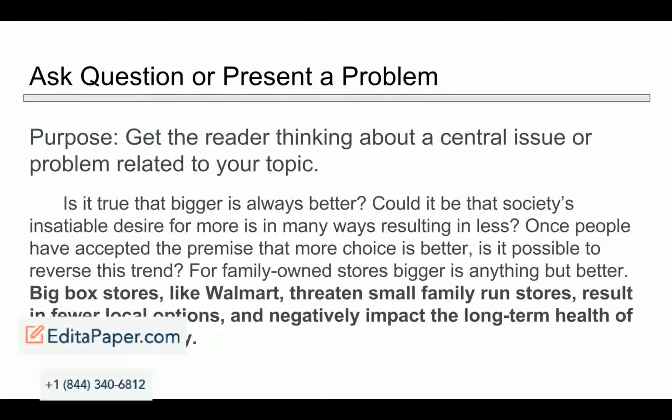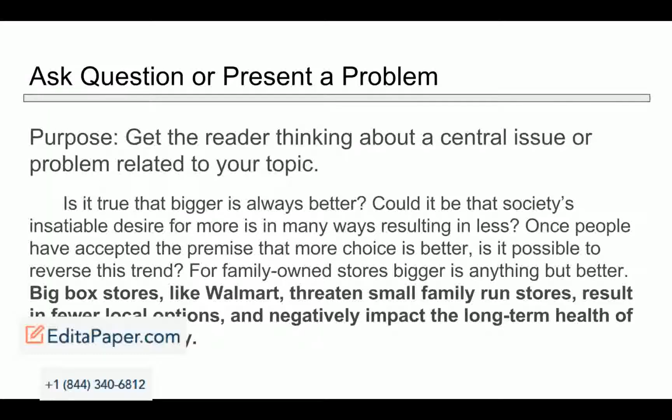So the essay begins with, is it true that bigger is always better? Could it be that society's insatiable desire for more is in many ways resulting in less? Once people have accepted the premise that more choice is better, is it possible to reverse this trend? For family-owned businesses or family-owned stores, bigger is anything but better. Box stores like Walmart threaten small family-run stores, result in fewer local options, and negatively impact the long-term health of the local economy.